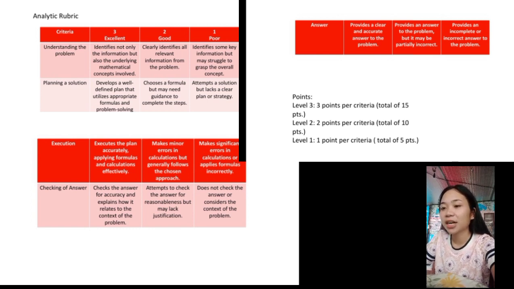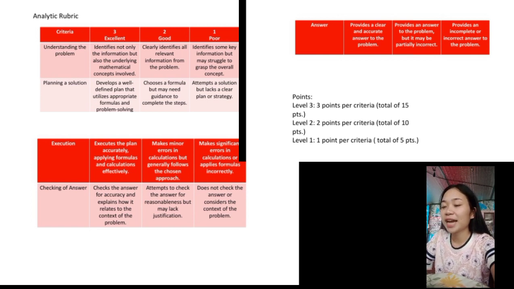The next criterion is checking of the answer. If the student checks the answer for accuracy and explains how it relates to the context of the problem, she or he will get 3 points. If the student attempts to check the answer for reasonableness but may lack justification, she or he will get 2 points only. If the student does not check the answer or consider the context of the problem, he or she will get 1 point only.